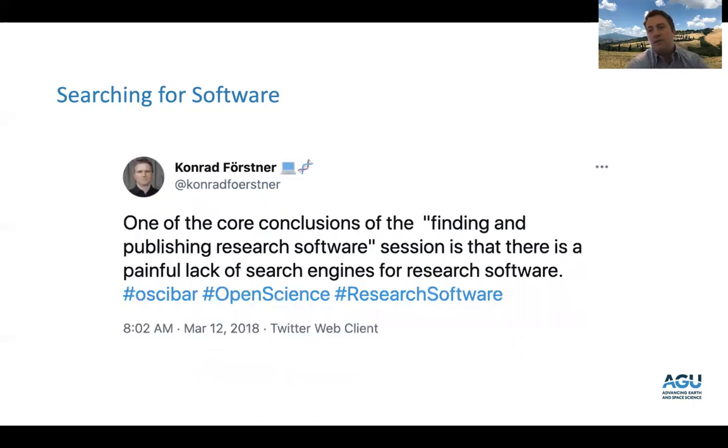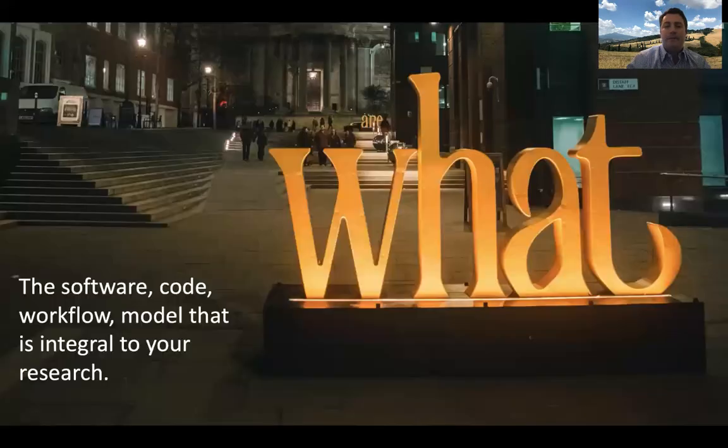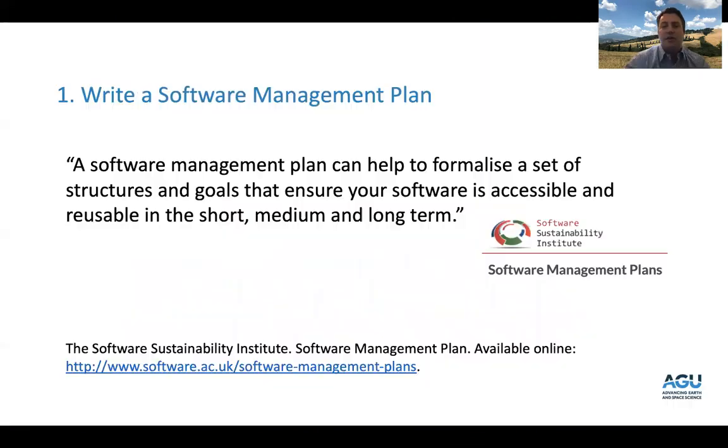And another one is finding software. Searching for software is very difficult. It's linked to within papers, and so you have to search through the literature to find software. And so citing software could actually improve, at the end of the day, discovery as well. So what are we talking about here? Not just software, but code, workflows, the models that you're working with, all that's integral to your research.